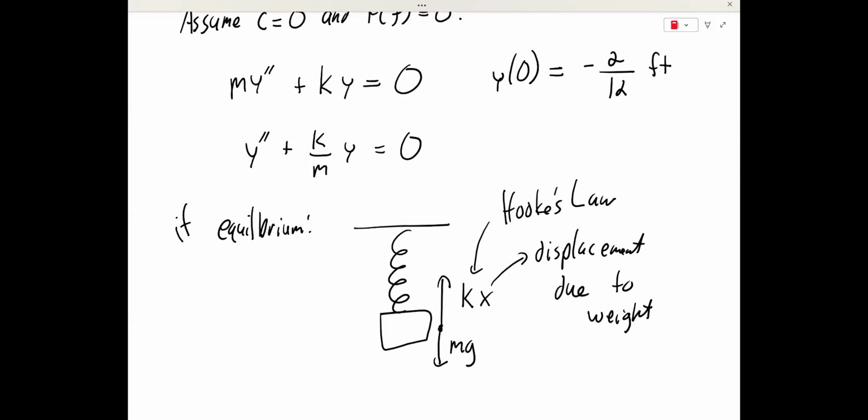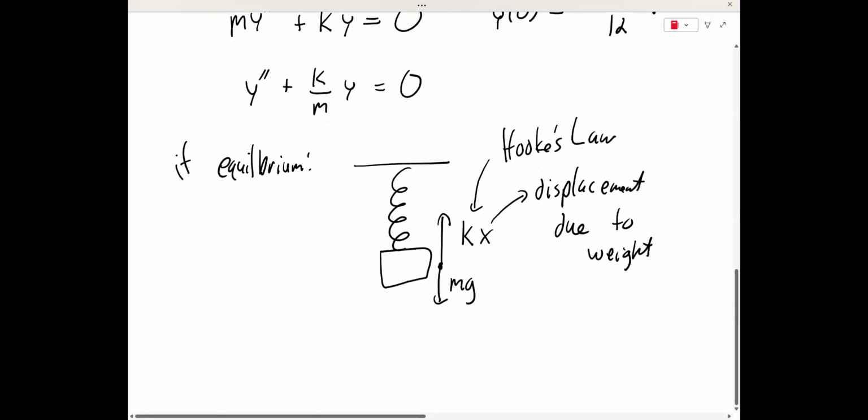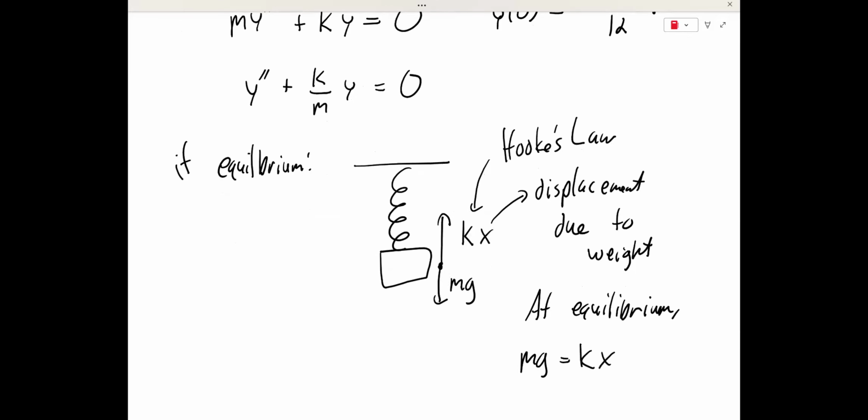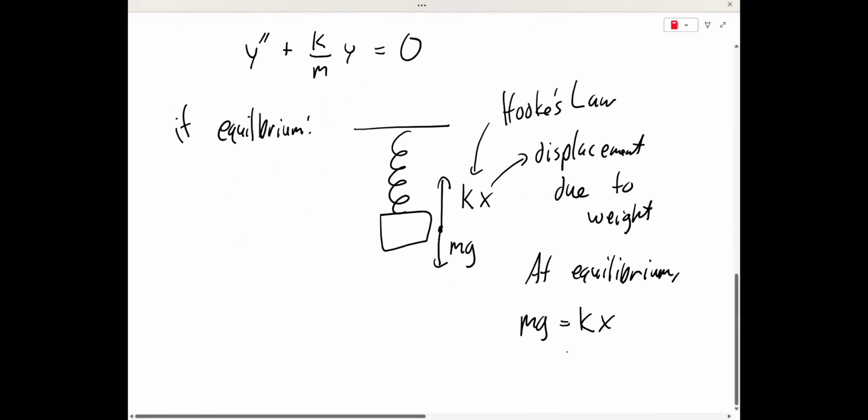So at equilibrium, what do we know here? If this is not moving, if it's at rest, what do I know about the up force and the down force? If it's equilibrium, the net is 0. So I know that mg is equal to kx at equilibrium. So what you could do here then, you can actually solve this. If I divide by m and divide by x, you can rewrite it like this.